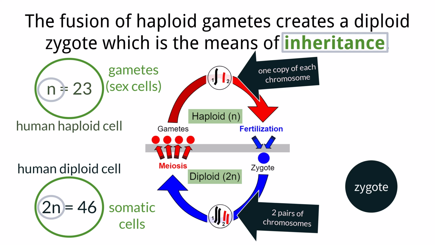This pattern of inheritance from diploid to haploid and back to diploid is seen in all organisms that undergo sexual reproduction. These organisms, like humans, are all derived from eukaryotic cells.